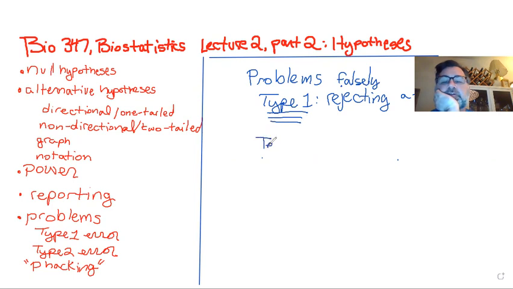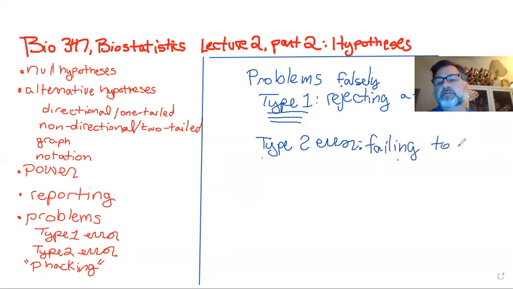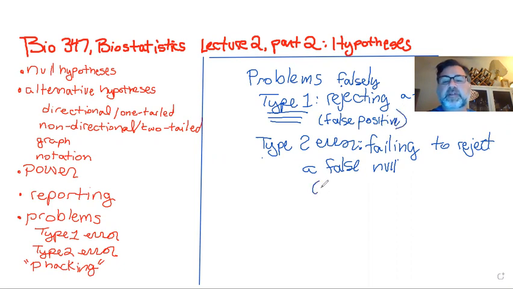Okay. Type 2 error. Let's fix that. Type 2 error is failing to reject a false null. Okay, so this is false positive. Right, and this is a false negative.